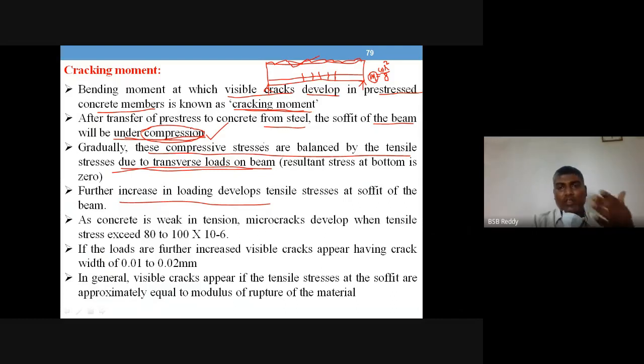So you go on loading it. If you increase the load, the tensile stresses at the bottom are going to increase. So if the tensile stresses are very less, the bottom compression will be there. If the tensile stresses are exactly equal to compression, then bottom stress will be zero. Then if the load is still increased, the tensile stresses cross the compressive stresses, and that will lead to the cracks.